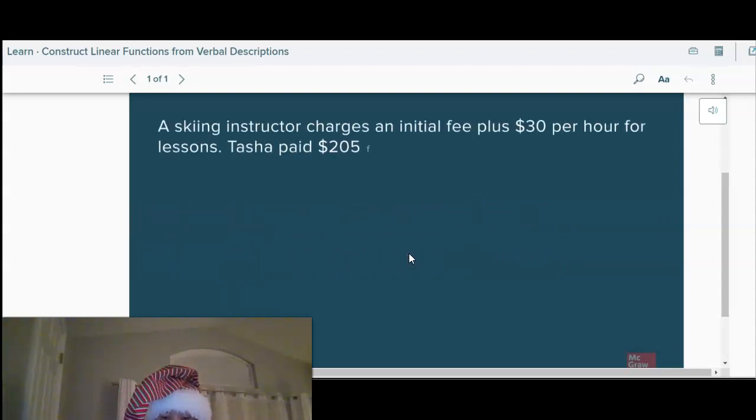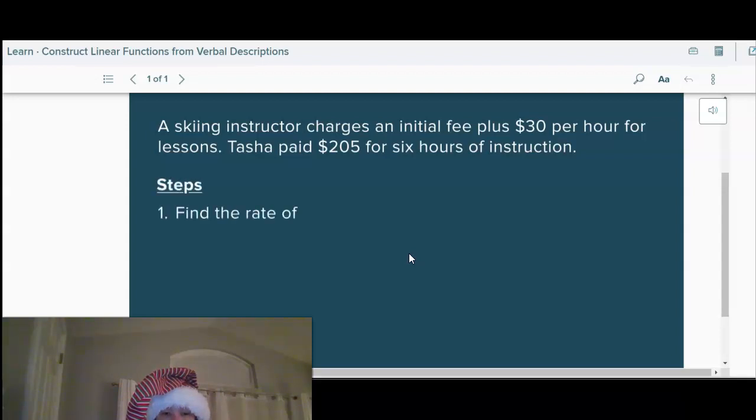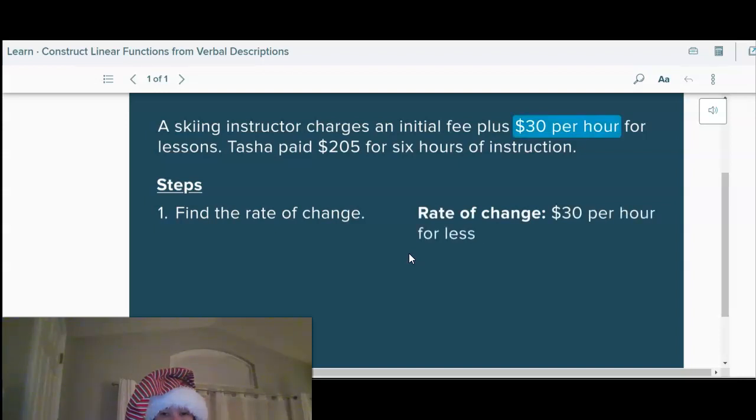A skiing instructor charges an initial fee plus $30 per hour for lessons. Tasha paid $205 for 6 hours of instruction. How could you construct a linear function from this description? Start by finding the rate of change. The rate of change is given in the problem. The rate of change is the hourly rate for lessons. Since it costs $30 per hour for lessons, this is the rate of change.